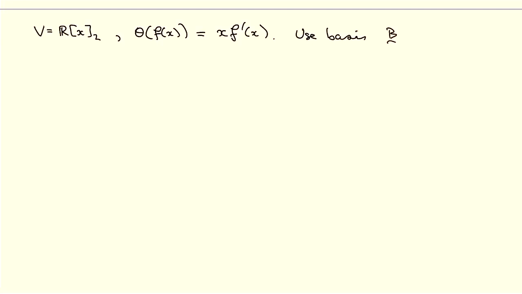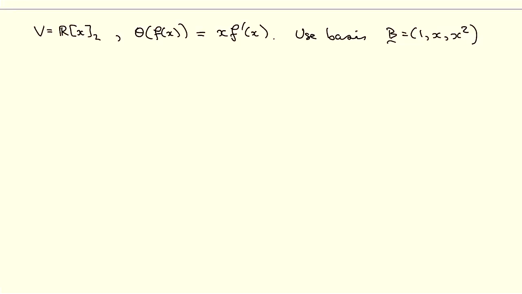So the first one we were looking at, V was R. So it was polynomials of degree less than or equal to 2 with real coefficients. And theta of f was x f prime. If you're working with polynomials, we can use any basis, but why not use 1, x, x squared? Anything else will just make us work a bit harder, probably.